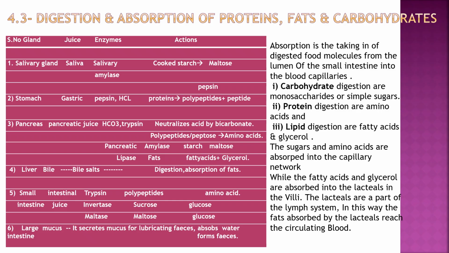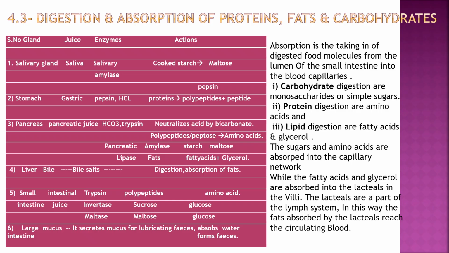Digestion and absorption of the food, like carbohydrates, lipids, and proteins. First, in the salivary gland, saliva contains salivary amylase, which converts starch into maltose. In the stomach, gastric juice contains pepsin and HCl. They digest proteins into polypeptides and peptides.